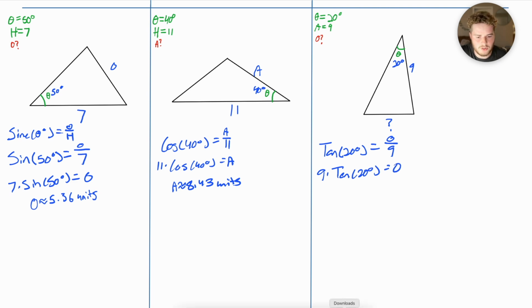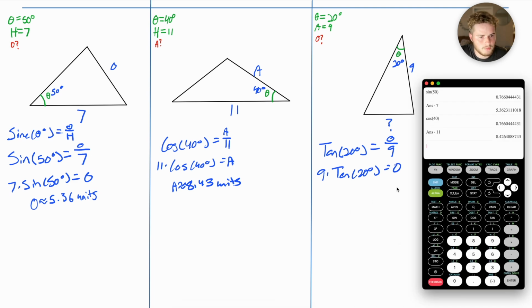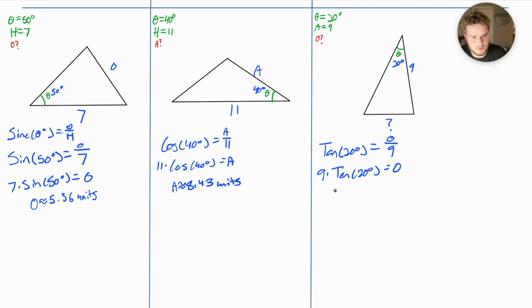And plug that into our calculator once more. So let's see, we got tangent of 20 times 9. And that's going to give us about 3.28. So we'll say opposite is about equal to 3.28 units.